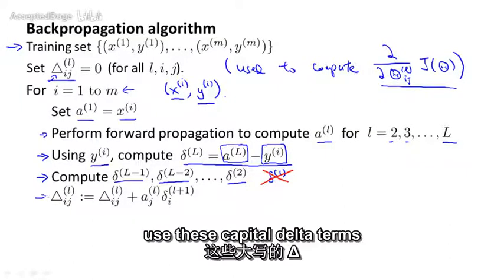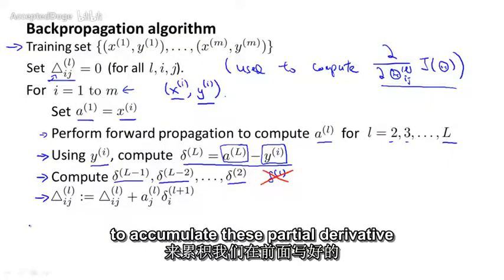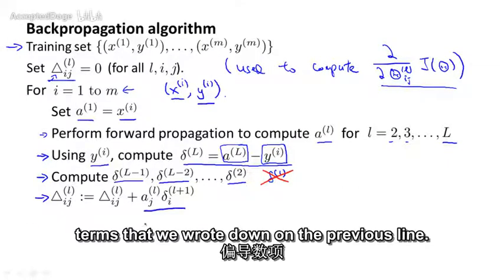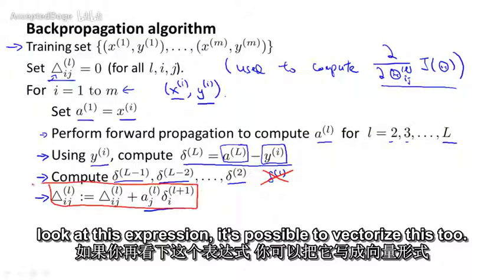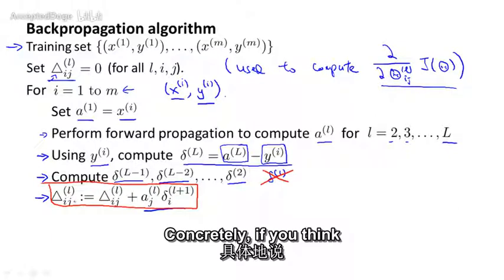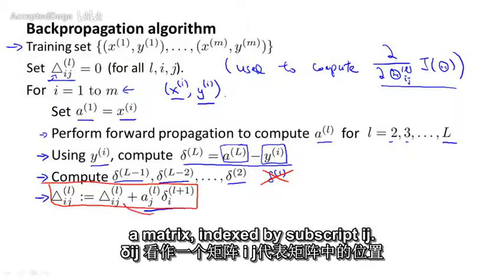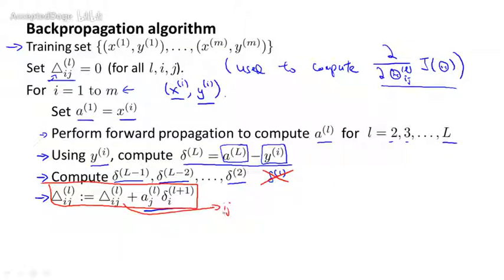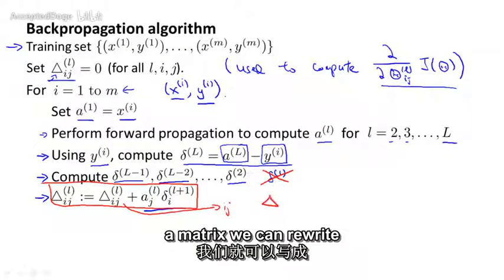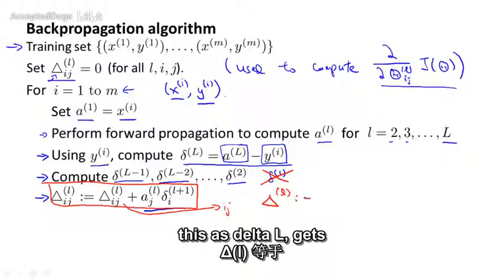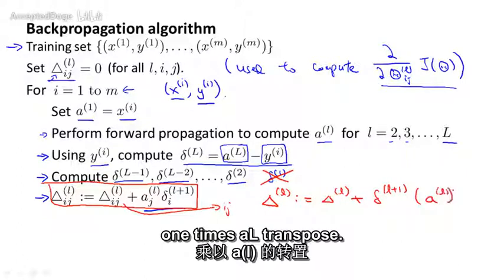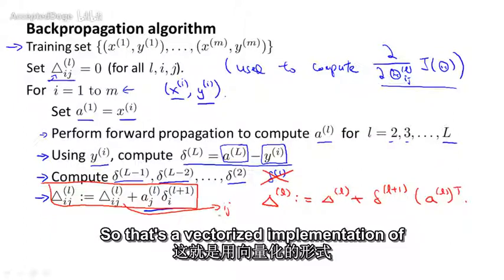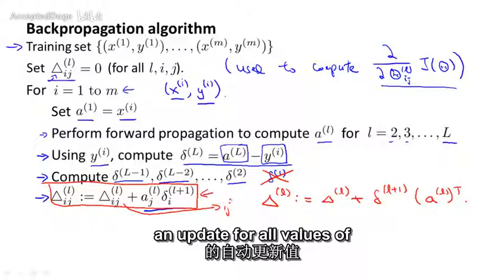Finally, we use these capital delta terms to accumulate the partial derivative terms that we wrote down on the previous slide. By the way, it's possible to vectorize this too. Concretely, if you think of delta ij as a matrix indexed by subscript ij, then you can rewrite this as: capital delta L gets updated as capital delta L plus lowercase delta L plus 1 times A L transpose. That's a vectorized implementation that automatically does this update for all values of i and j.